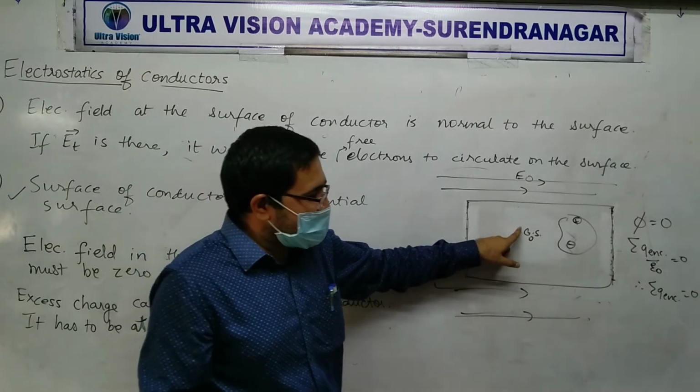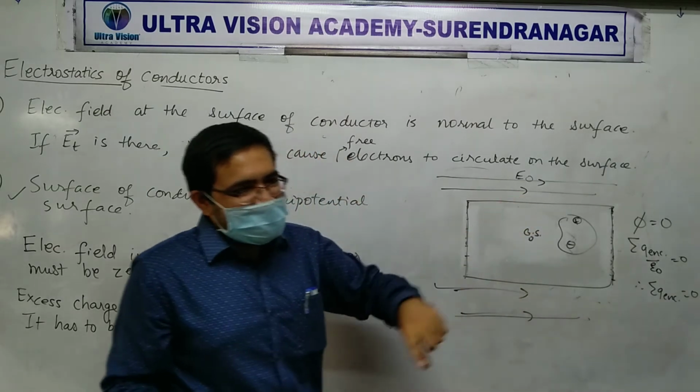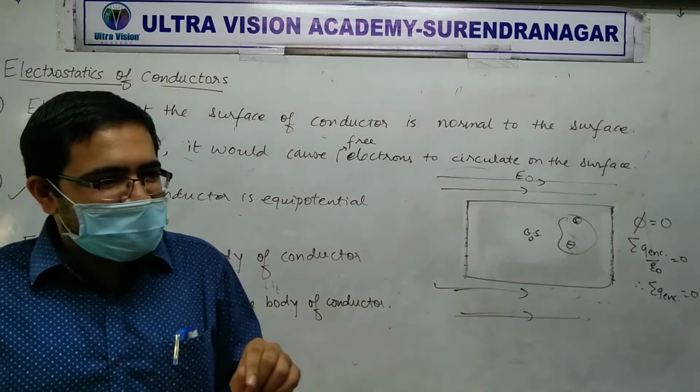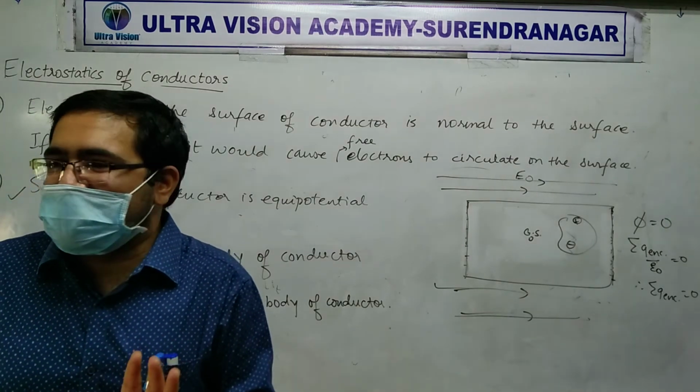Right? You can draw a surface of any shape, any size. The flux will always be 0. That means the charge for every combination is always 0.